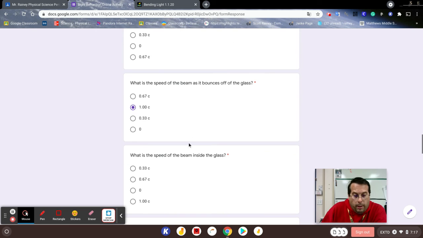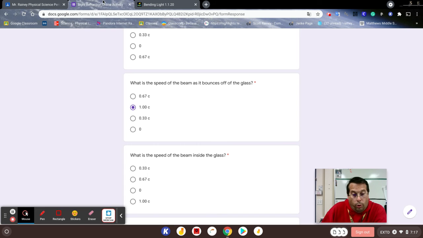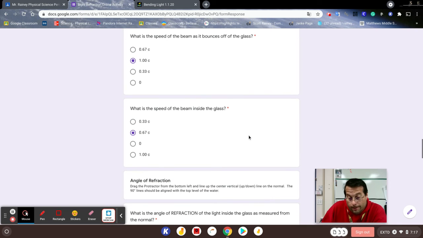However, when I look at the speed of the beam in the glass, that's when I notice that the speed has dropped down to 0.67, or basically 2/3 of the speed of light. And why is it slowing down? Because it's more dense. And it's harder to get through.